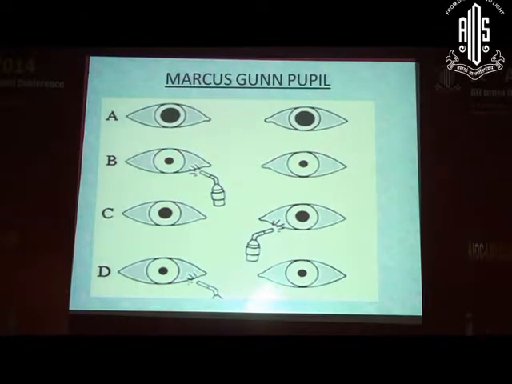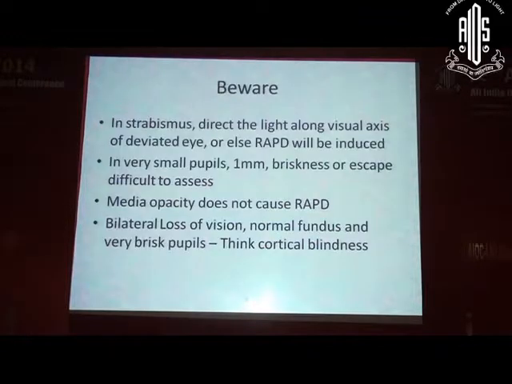Now what is the mechanism behind this? The A is without any light, so in the darkness. B is when the light is shown on the normal pupil, both of the pupils constrict. C is when the light is shifted quickly to the abnormal pupil, both the pupils dilate, and when you shift back to the normal eye, both the pupils constrict. And this is the basis behind the consensual as well as the direct pupillary reflex.